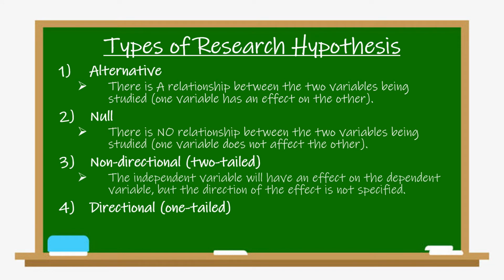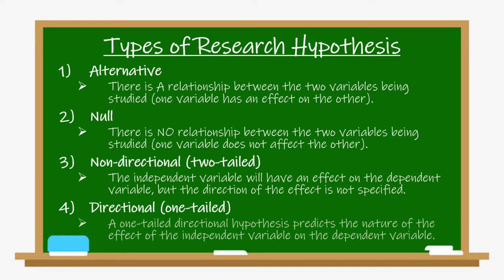Third is the non-directional hypothesis. A two-tailed non-directional hypothesis predicts that the independent variable will have an effect on the dependent variable, but the direction of the effect is not specified. The last are directional hypotheses. A one-tailed directional hypothesis predicts the nature of the effect of the independent variable on the dependent variable. Adults will correctly recall more words than children, for example.